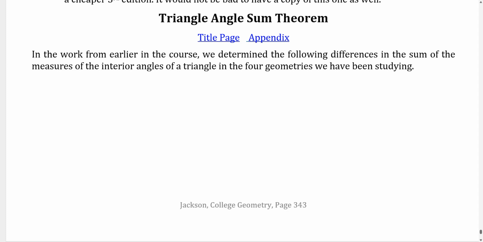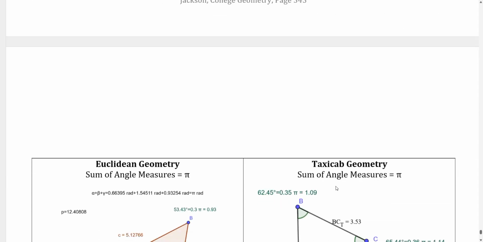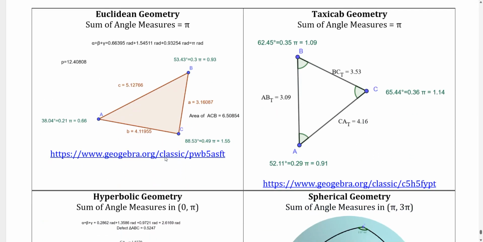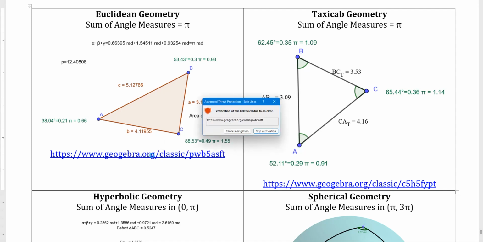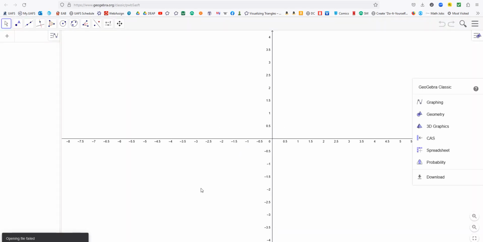We're going to look at the triangle angle sum theorem. Okay, so let's take a look and see if we can make a discovery here. So let's look at this sketch here, GeoGebra activity.